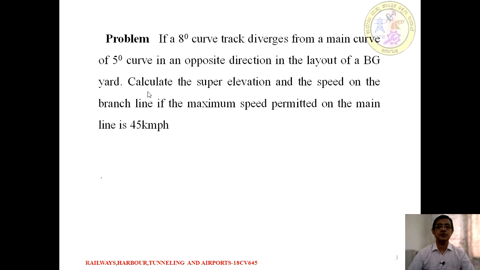So we need to find out the super elevation based on the degree of the curves from the main line as well as the branch line for a BG track. So in the previous sessions we had explained how to calculate the super elevation from the standard formula based on the type of the track or the gauge we have been using.